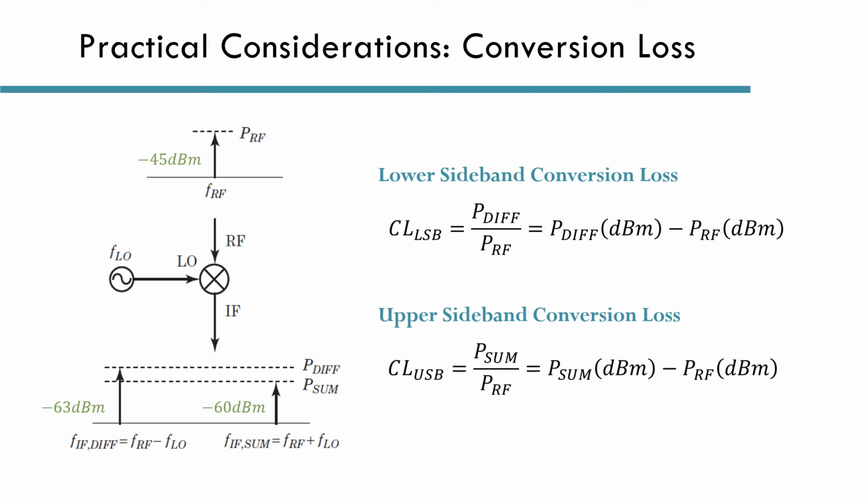Now during the conversion from RF to IF, some of the power is lost due to the mixer. This is why we define something called the lower sideband conversion loss, which is the difference in power level at RF and at the difference frequency at the output. And similarly, we can define the upper sideband conversion loss. So, for example, if we have the conversion loss from a datasheet, and if we know the input power at RF, we can calculate the power level at the sum and at the difference frequencies at the output.